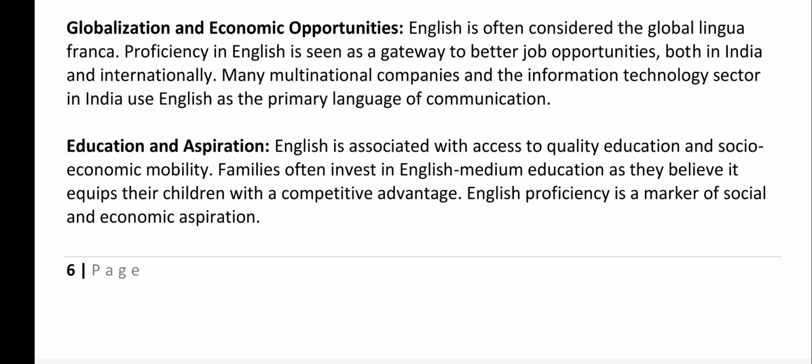Now, you see, when we all know English, it gives us job opportunities, scholarships, and access to education. We can travel the whole world if we can speak in English, because the majority of things you will find are in English. Yes or no? So it helps us to live, travel, and stay in India, and also internationally. Many multinational companies and the information technology sector in India use English as the primary language of communication.